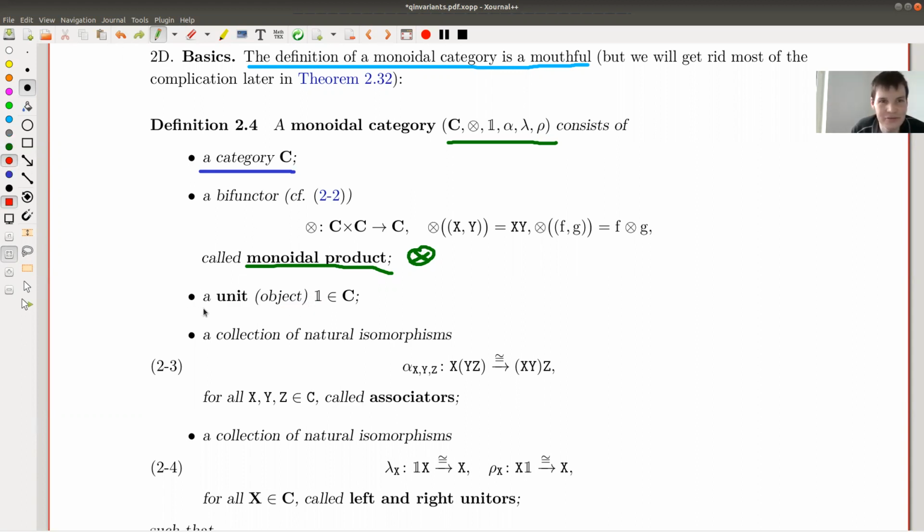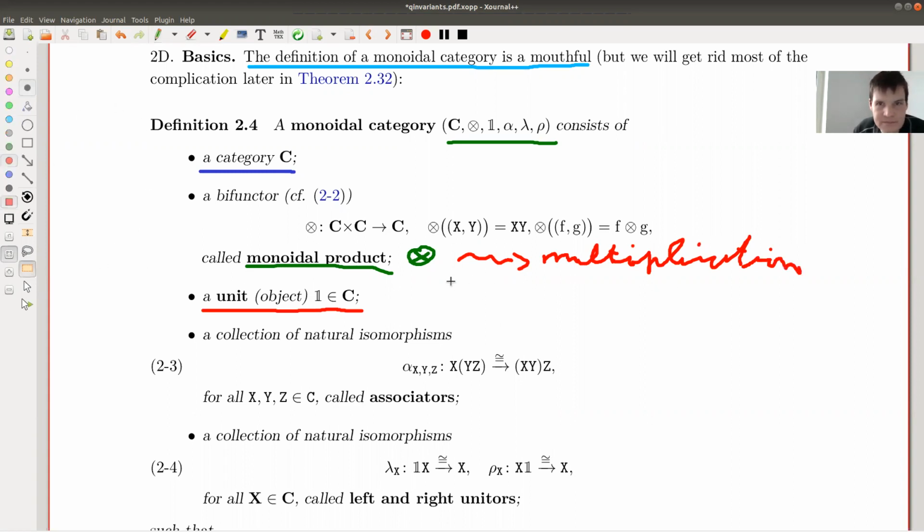There is this unit object. That's like your one element in the multiplication. This symbol corresponds to multiplication. Maybe I should write that. That was a really bad choice of color. I can do that better. And this one corresponds to the one object, the unit object, whatever you want to call it, the one. Let me just write this like this.